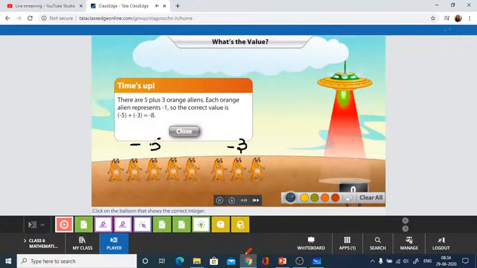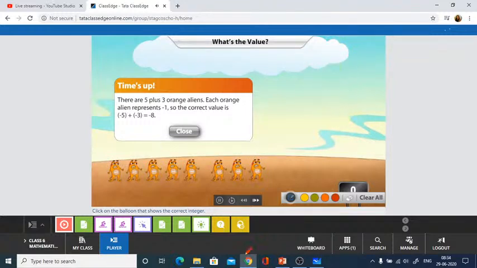That's not the correct value. See, there are 5 orange aliens plus 3 orange aliens. Each orange alien represents -1. So the correct value of this group of aliens is -5 plus -3. That is equal to -8.